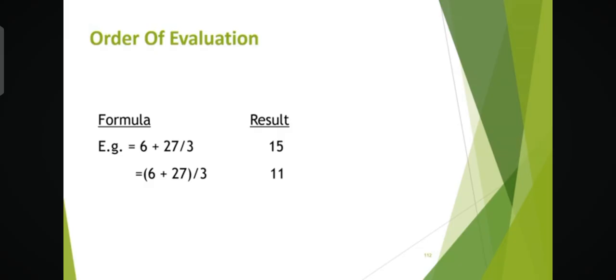So we now have the value that has come from the first operation by precedence, which is 9. Now we have 6 plus 9. 6 plus 9 will give us 15. And that's why we are getting 15.